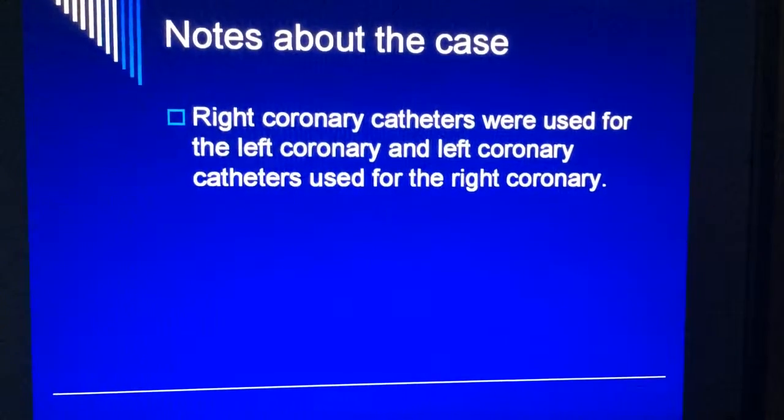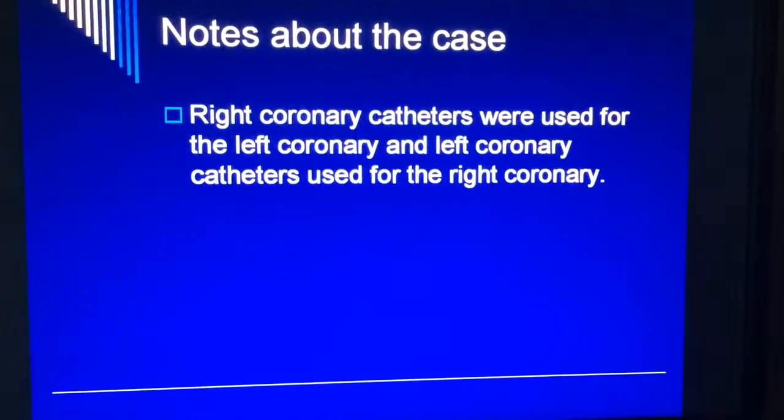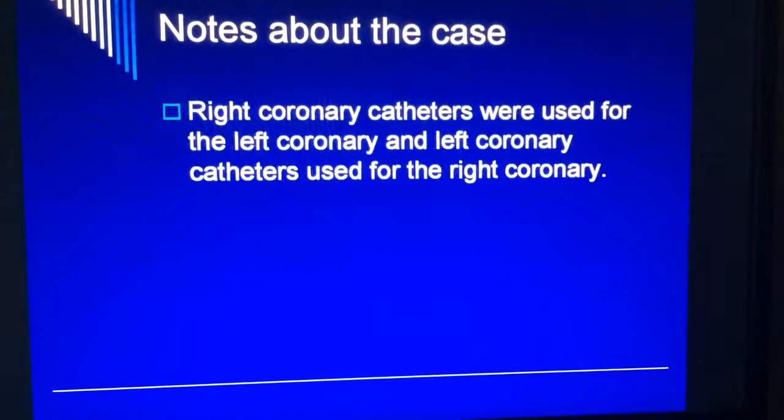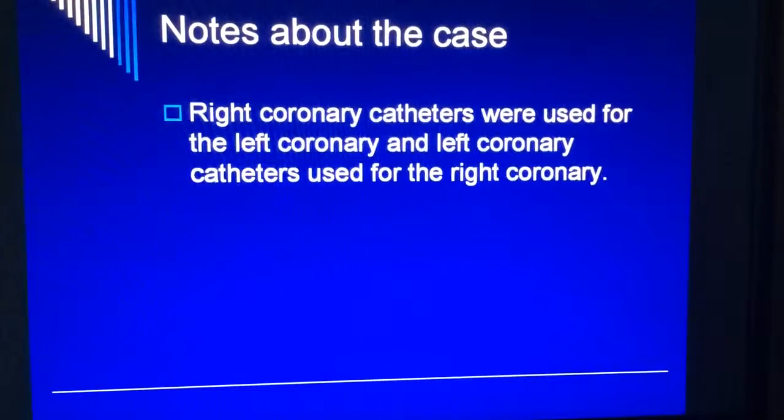Just a little note about the case: we had to use opposite catheters to get to the coronary arteries than we normally use. So the right for the left and the left for the right.